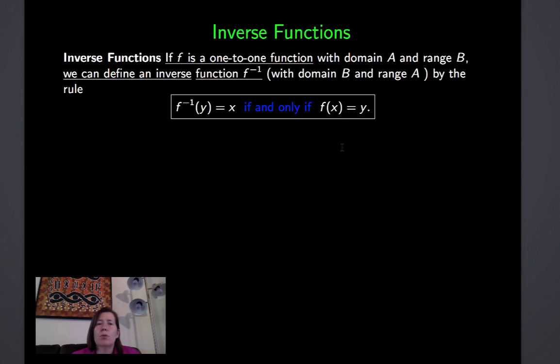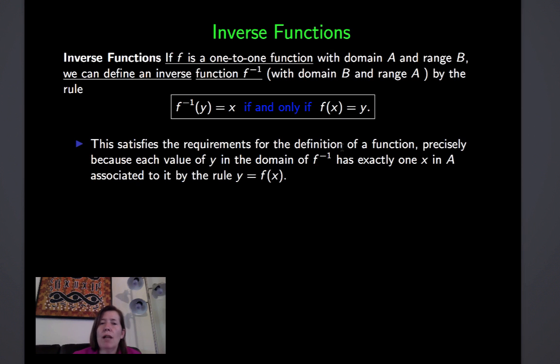One of the most important things about one-to-one functions is that we can define inverse functions for them. If we have a one-to-one function with domain A and range B, we can define the inverse function, which has domain B and range A, by saying that f inverse of y equals that unique value of x for which f of x equals y. And this is well defined, or satisfies the requirements for the definition of a function, precisely because each value of y in the domain of f inverse has exactly one x in A corresponding to it.